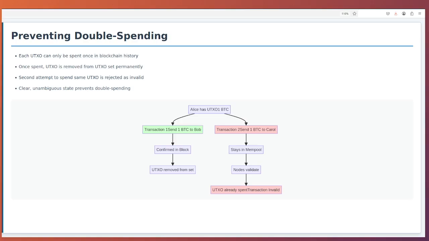This clear, unambiguous state is what makes Bitcoin's double spending prevention so robust. The UTXO model combined with blockchain consensus creates a system where double spending is cryptographically and economically infeasible.